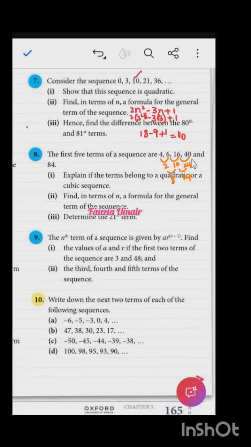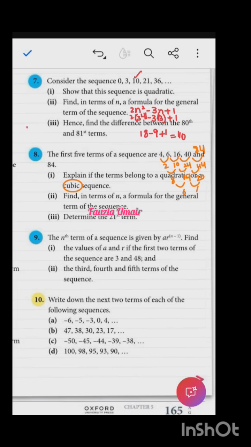Oh acha, I missed one, 84 was also there, right? So what is the difference between 84 and 40, beta? 84 and 40, 44. And what is the difference we have here? 20. So now we can find the third difference, both are 6 and 6. That's right. So which sequence is it? It's a cubic sequence, right?